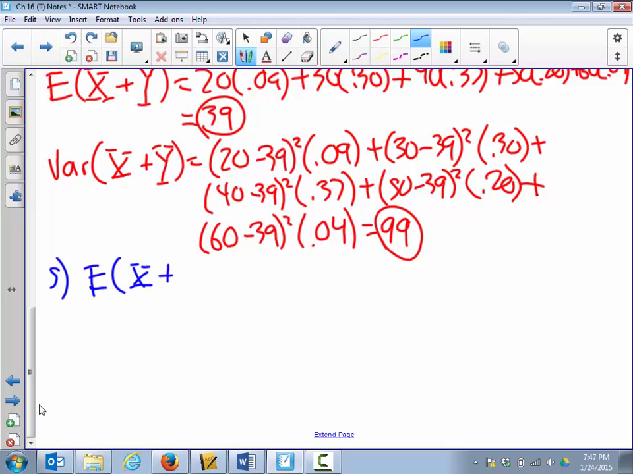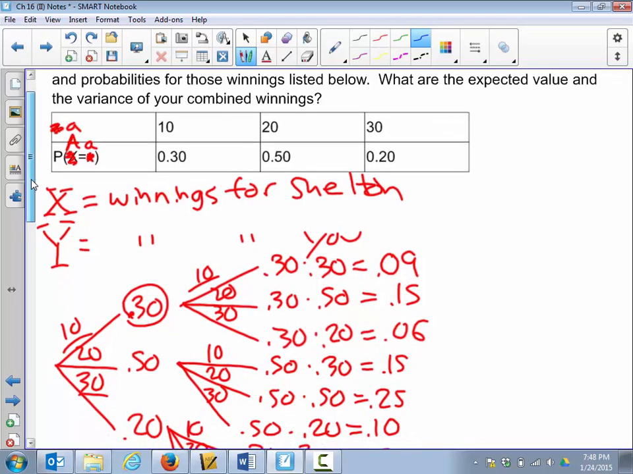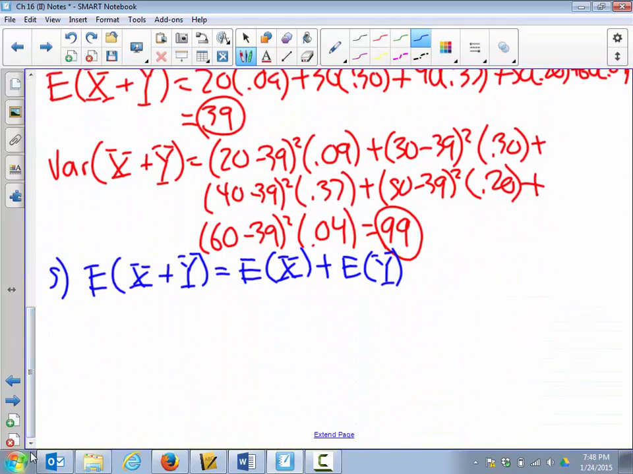So, final big ideas here. Fifth big idea is that the expected value of a random variable plus a second random variable is equal to the expected value of the first plus the expected value of the second. So the big shortcut would have been to say, if your winnings and my winnings both have means of $19, we would expect that the mean of the combined winnings would be about $38.